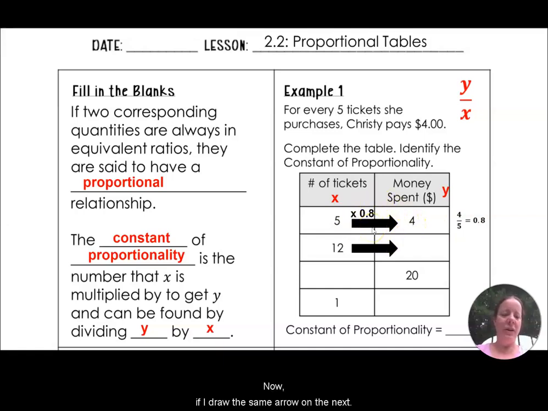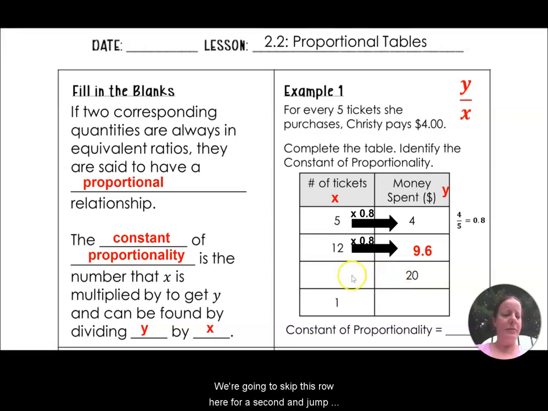Now, if I draw the same arrow on the next row, I'm going to end up using the same value as well. So I'm going to multiply by 0.8. Now, in my calculator, I just have to put 12 times 0.8, which is what? 9.6. That means for our 12 tickets, Christy is going to be paying $9.60.